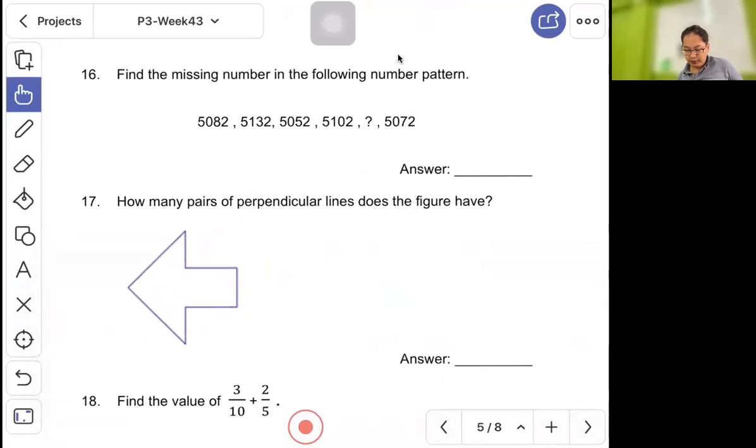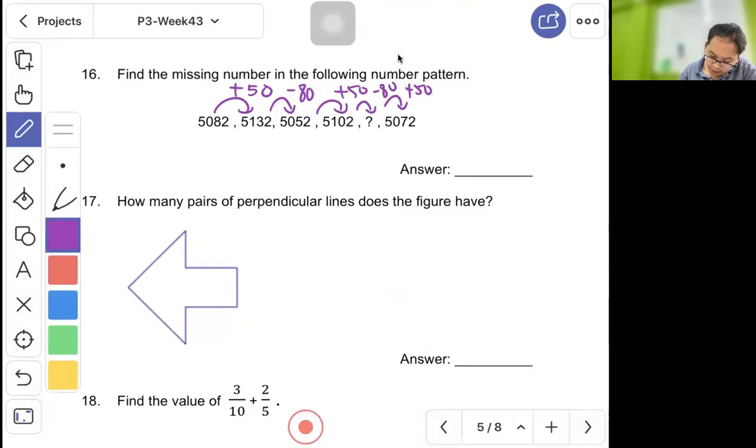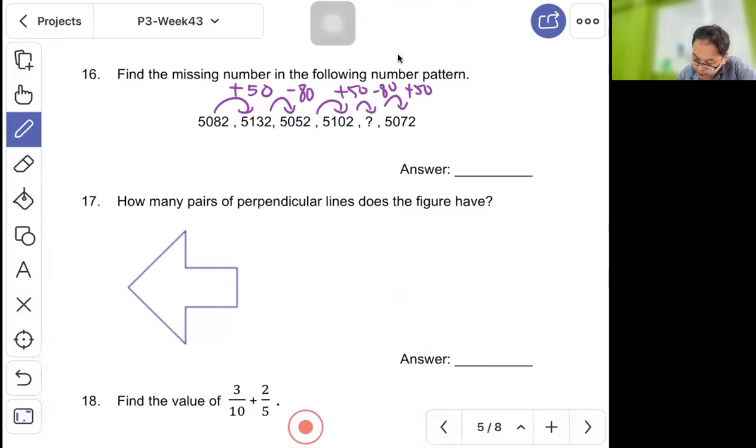Question 16. Find the missing number in the following number pattern. So here plus 50. Minus 80. Plus 50, minus 80, plus 50. So minus 80, that will be 5022. Yeah, then you can double check. Plus 50, you get back 5072.